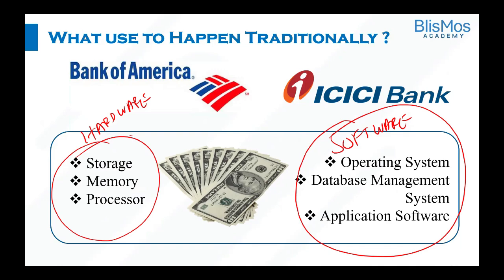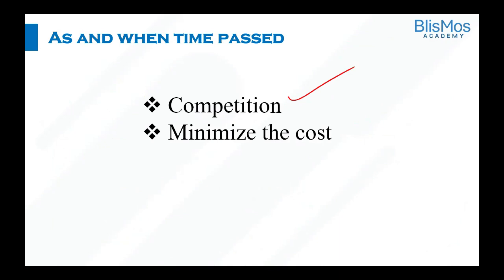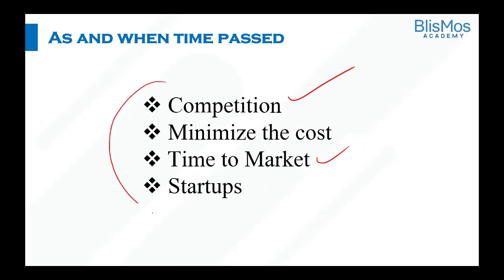Now, during those times, these organizations used to invest loads and loads of money to secure a hardware, to buy and install the required softwares to run their applications. But over a period of time, what happened is computation increased. Then the focus was on minimizing the cost as much as possible. And organizations wanted to release the required applications to the market as soon as possible. And many startups started emerging. So, because of all these things, it was difficult for organizations to invest lot of money on hardware and software.